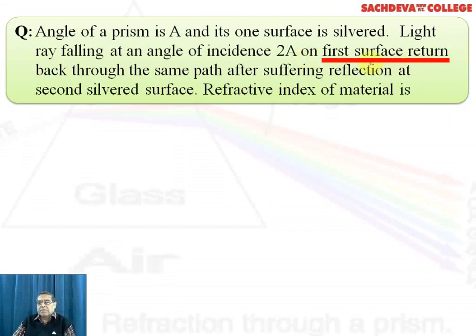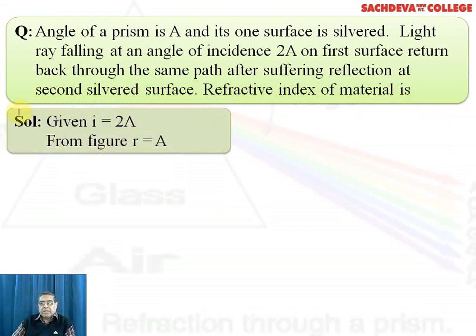On the first surface it returns back through the same path, because the other side is silvered, so reflection will take place in the opposite path. After suffering reflection at the second silvered surface, what will be the refractive index of the material of the glass? So, given I is equal to 2A, that is, the angle of incidence is double the angle of the prism.